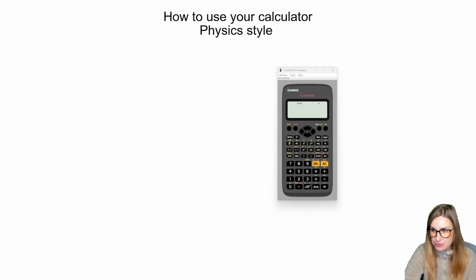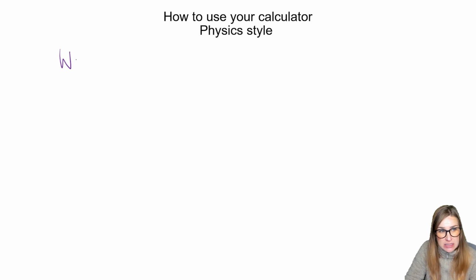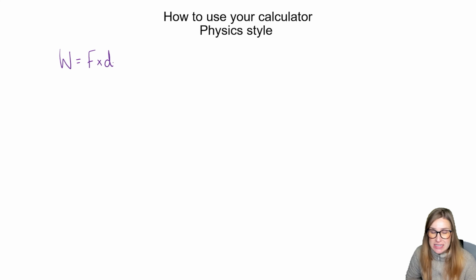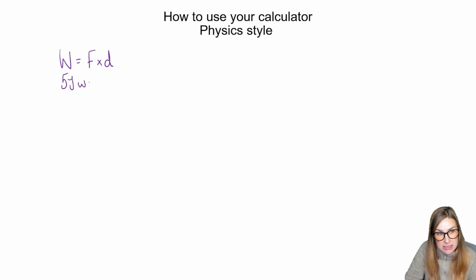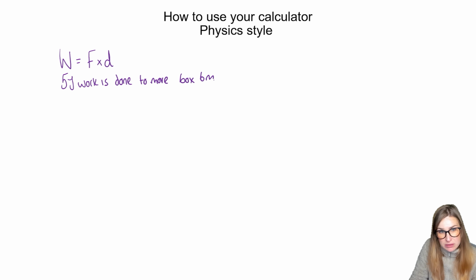The first thing I want to talk about is the equation for work done. There's a page on this in my resources. It says work done is equal to force times distance. That's an equation you need to be given in your exams. Let's say a question tells you that 5 joules of work is done to move a box 6 meters, and we want to know what the force is.